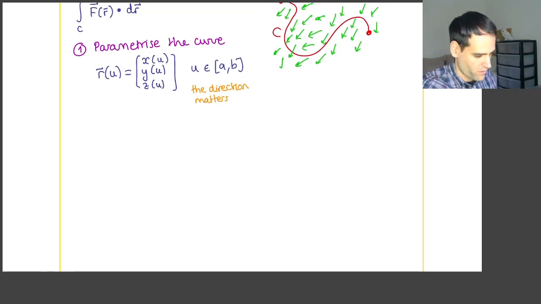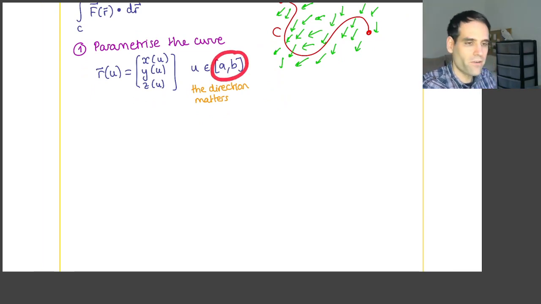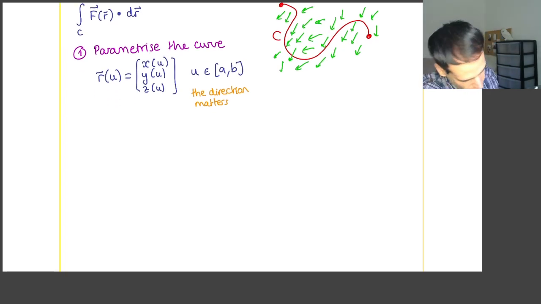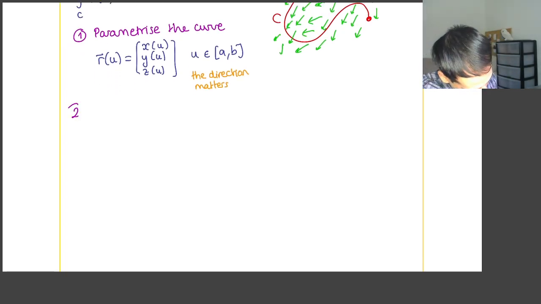Very good. So by direction I mean that if the parameter u is increasing from A to B, this means that you are moving from one end to the other in this direction, assuming that this corresponds to u equals A and this corresponds to u equals B. Okay? Very good. Next step is to find the dr vector.